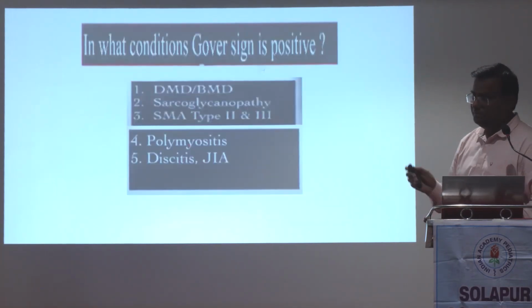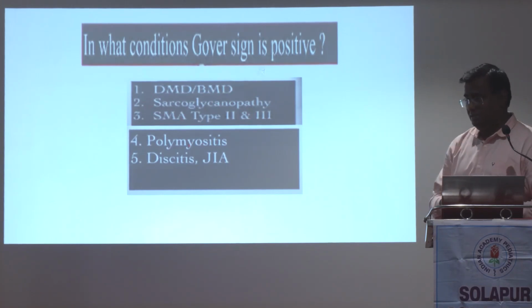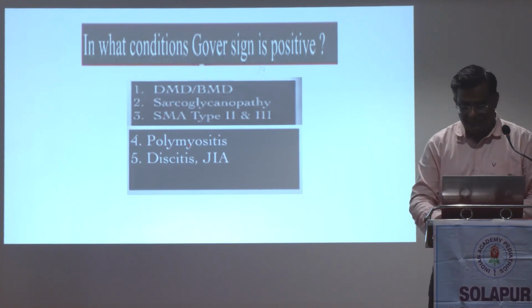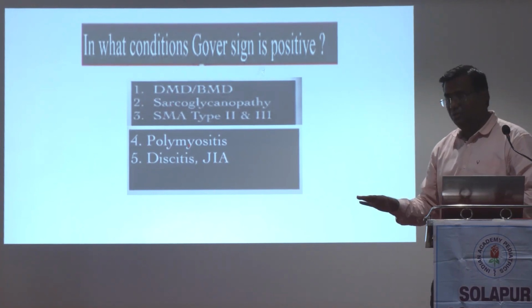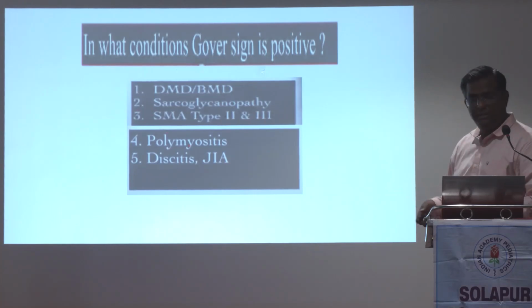SMA type 3. Apart from DMD, sarcoglycanopathy or SMA type 3, even polymyositis, even JIA, juvenile idiopathic arthritis, discitis, they can also have the Gower sign. Okay, so apart from DMD, these conditions will have the Gower sign. So for a female child presenting with the Gower sign, either think of sarcoglycanopathy or SMA type 3. Okay.